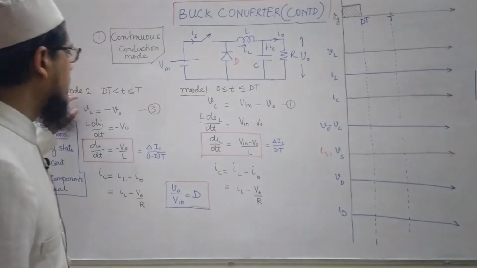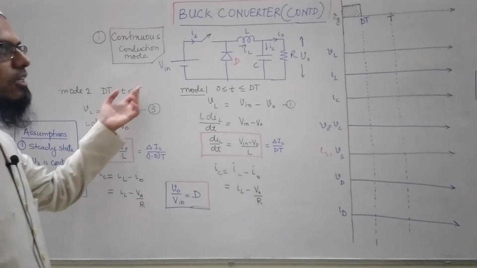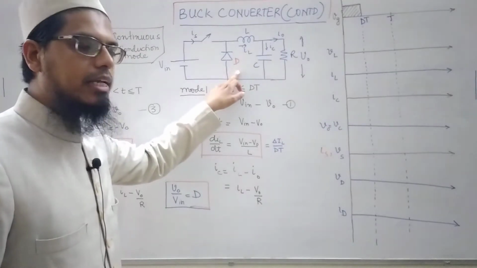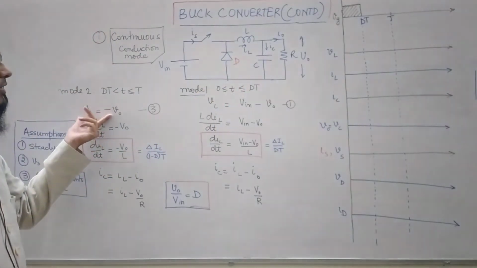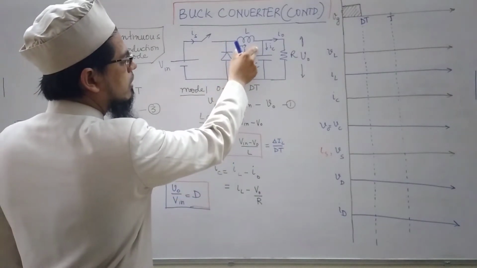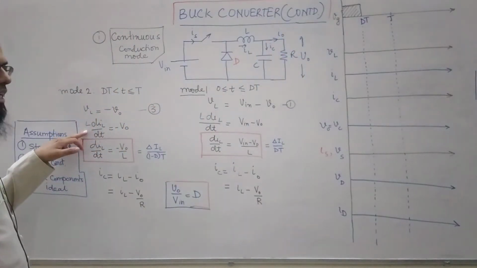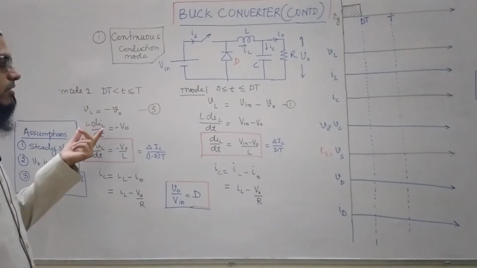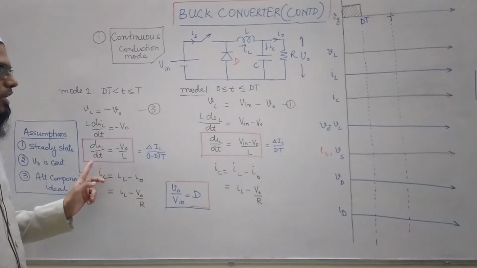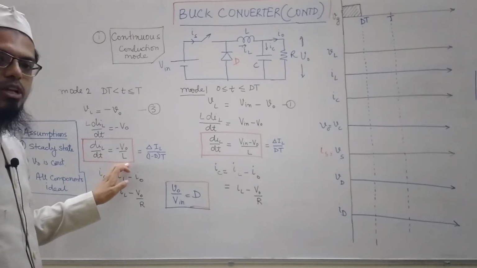So the second mode was the interval between dT and T where the switch has been turned off. In that case the diode will start conducting, and we have the following equations. The inductor voltage, since the diode is now conducting, will be equal to the negative of the output voltage, and we know that the inductor voltage is related to the current by the expression L di by dt. So this is equal to minus V naught, and consequently we have a rate of change of the inductor current equal to minus V naught by L.